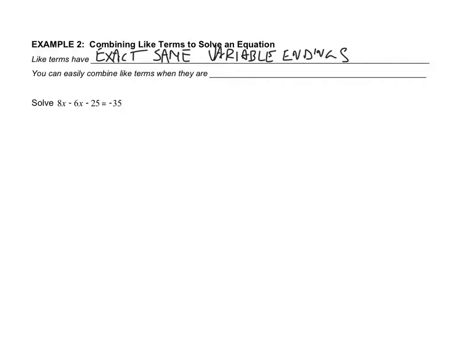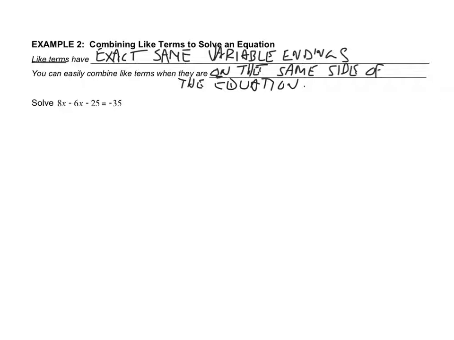Combining like terms to solve an equation. So remember, like terms have the exact same variable endings. So for example, 3x is a like term with 8x. They both end in x's. I could do y's with other y's if I'm adding or subtracting. They have to have the exact same variable endings for me to use addition or subtraction, okay?